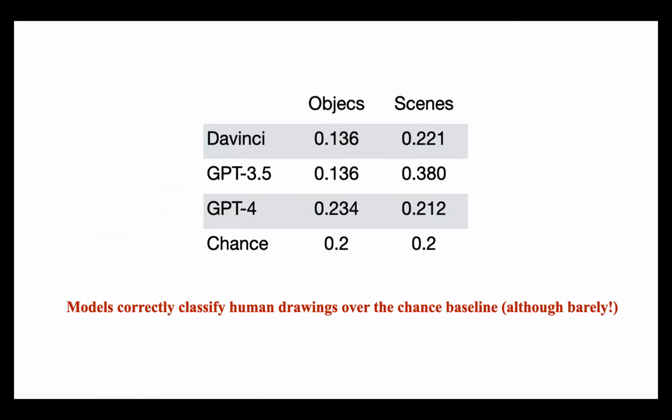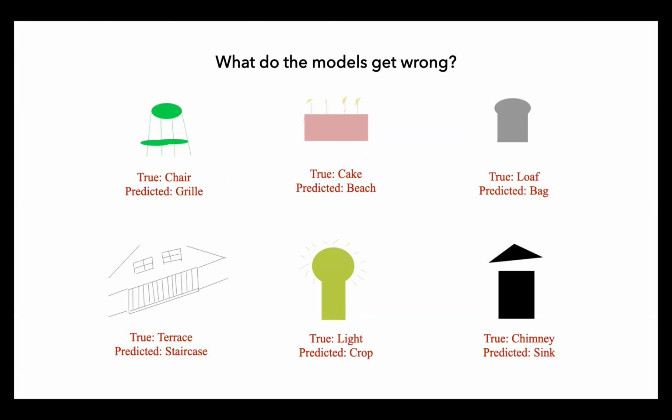You're probably expecting me to say it's amazing, right? No, it actually is barely above chance. Chance is 20% accuracy, and here are a few language models. I think interestingly, GPT-3.5, which we're pretty confident is not trained on visual data, gives 38% accuracy on recognizing scenes drawn by humans in this way. So not zero, but there's a long way to go.